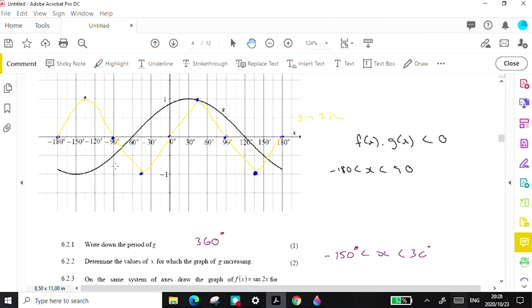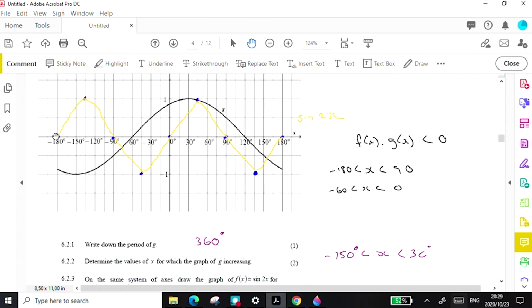Between minus 90 and minus 60, both f and g are negative. Therefore, f times g should be positive. From minus 60 to 0, f and g have different signs. From x equal to minus 60 to x equal to 0, they both have different signs. Therefore, f times g is negative.